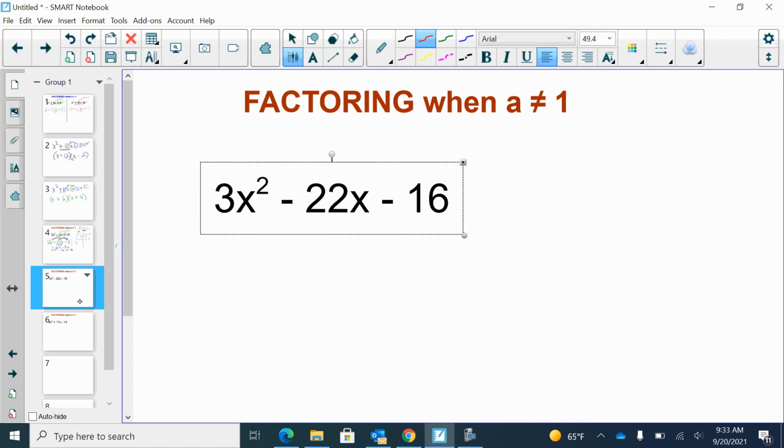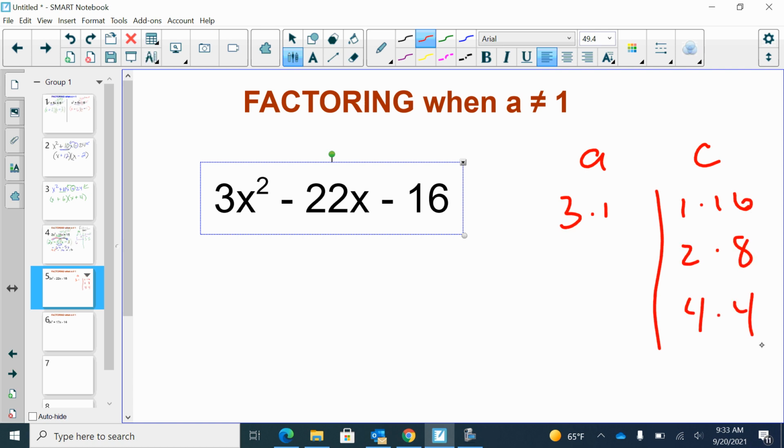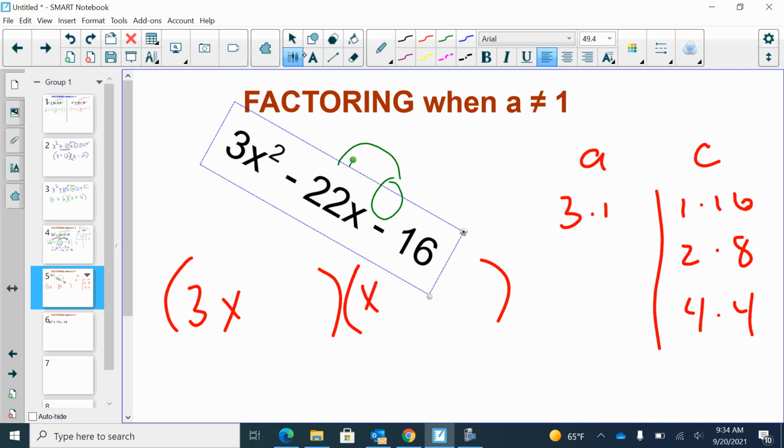Okay. This time, all right, I have my A. It's 3 times 1. For my C, I have 1 and 16, 2 and 8, 4 and 4. If you want, because we know there's no other choice, you can write your 3 and 1 right away. Whatever you want to do, your decision. So let's look. 3 times 16 is 48, minus 1, because, right, we are going to subtract to get 22.